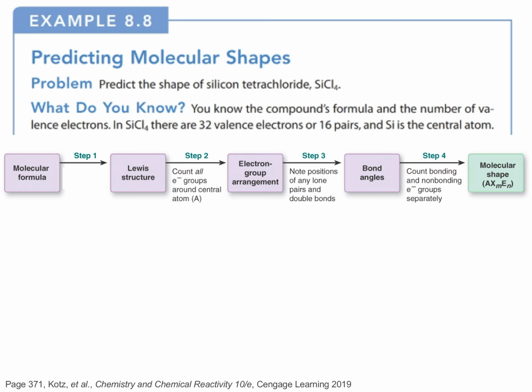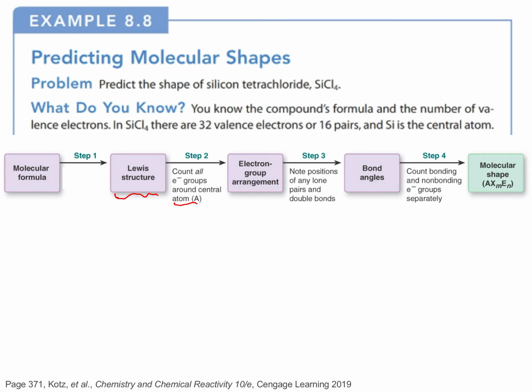So what we want to do when we want to predict molecular shapes is we want to use these steps here. I got this from a different textbook, but it is described in our textbook. So we look at the molecular formula, and then the first thing we do is we draw a Lewis structure. And then we want to count all of the electron regions or all the electron groups around the central atom. So we'll just call it A as the central atom.